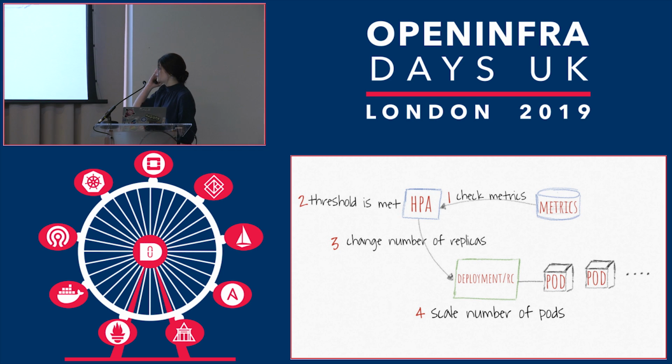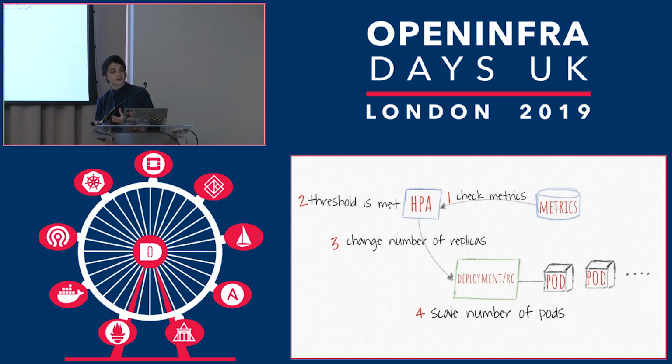Looking at the workflow, this is very straightforward. I try to keep the diagrams very simple. Once you have an HPA object defined, we check with the metrics server or the metrics API provider if the threshold is met. If it is met, then we change the number of replicas. This means we can scale up or down accordingly, so you have just the right number of pods for your application.